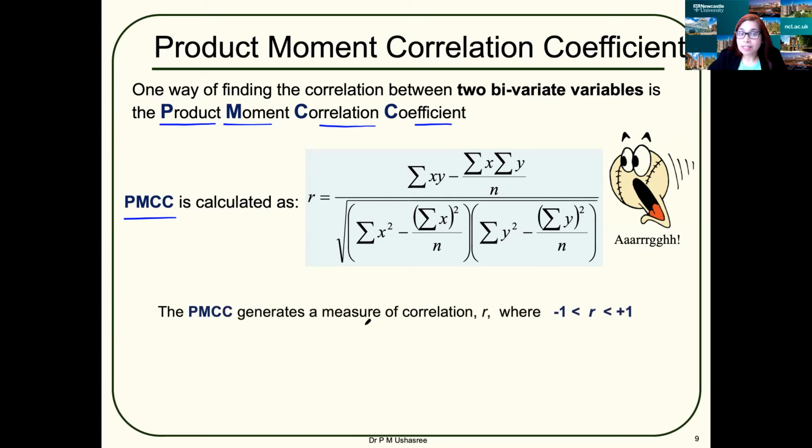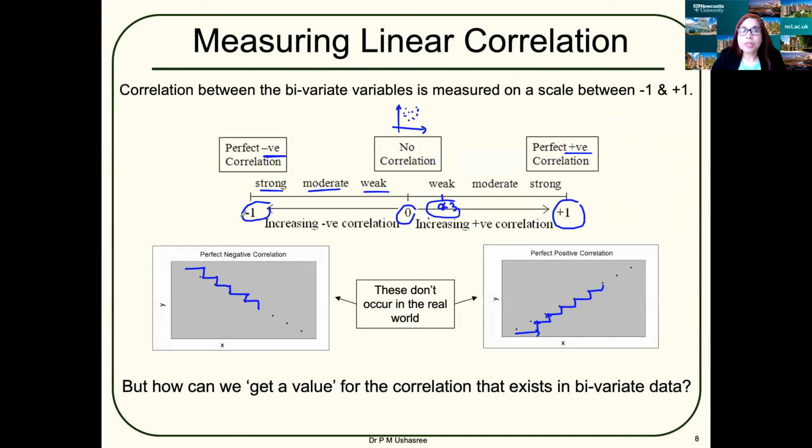Okay, the PMCC generates a measure of correlation r, where r lies between -1 and +1. So that gives you the correlation coefficient r.